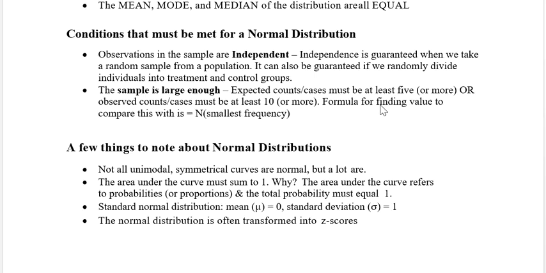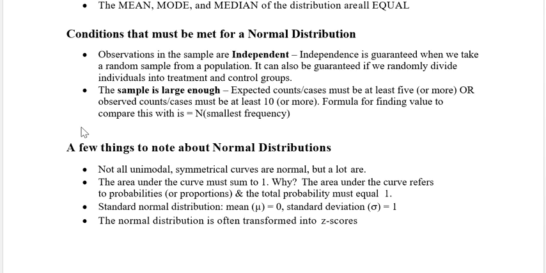Conditions that must be met for a normal distribution. Observations in the sample must be independent, and independence is guaranteed when we take a random sample from a population. It can also be guaranteed if we randomly divide individuals into treatment and control groups. This is really important because for your quiz you're going to be asked, is it independent or dependent? And independent just means that it has to be a random sample, or you have to be dividing people randomly into different treatment and control groups, but you can't let people pick themselves where they want to go.